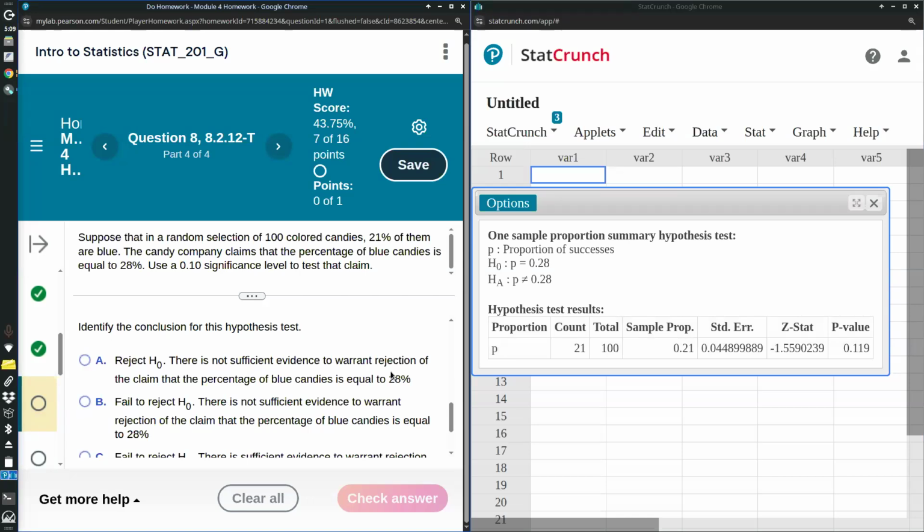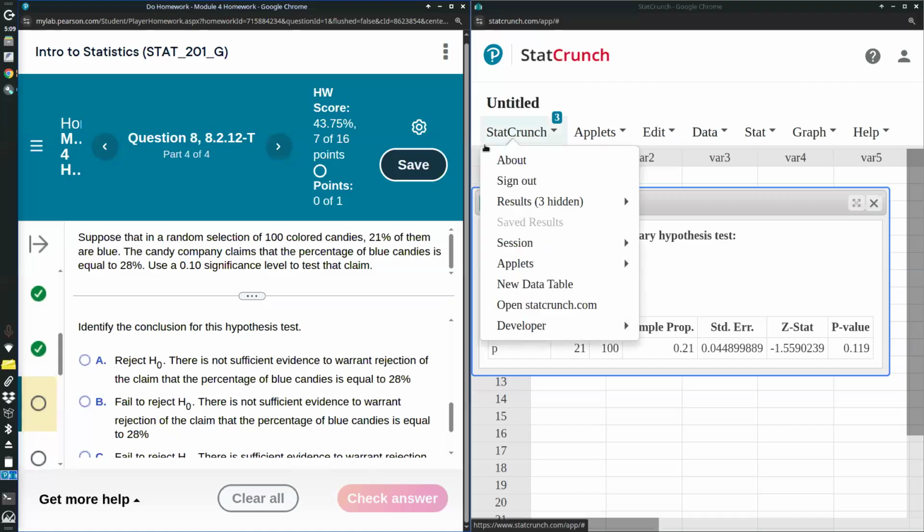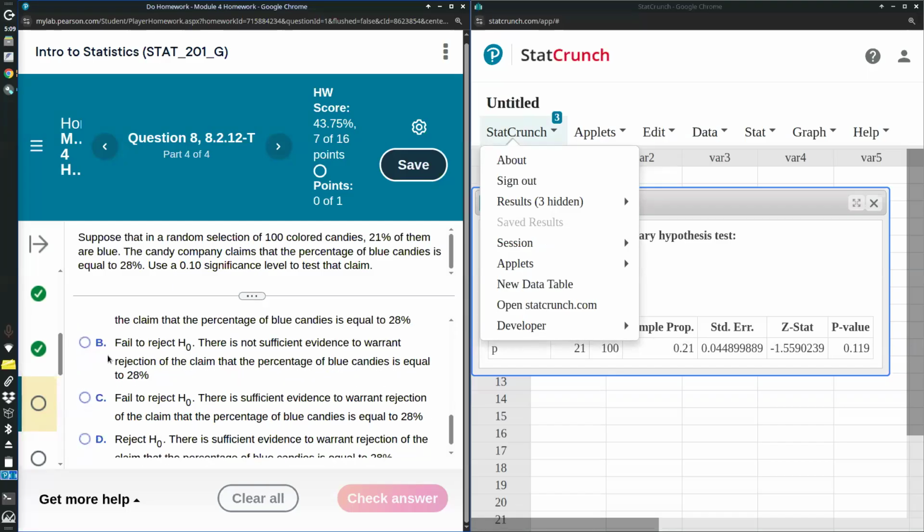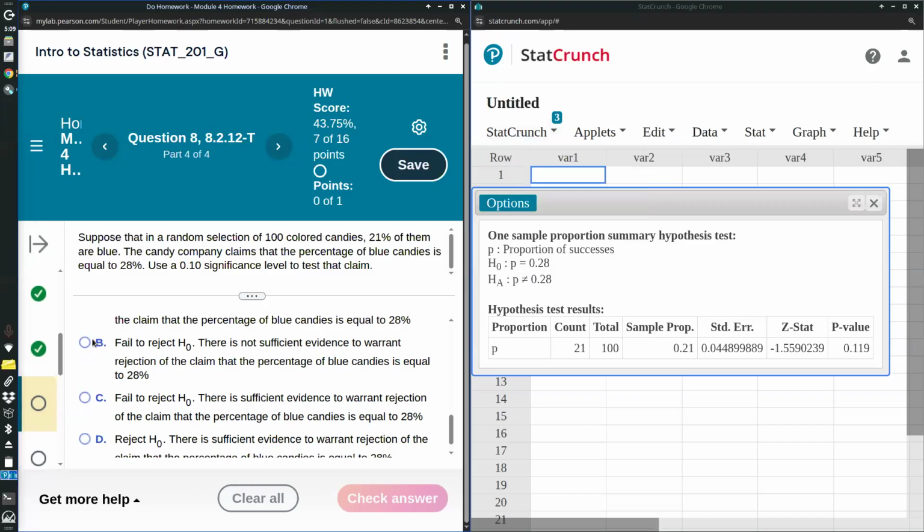And then the null and alternative hypothesis, if they don't say anything, we're doing it based on that 5% number. So if it's less than 5%, we reject. If it's bigger than 5%, we fail to reject. So this is bigger than 5%. We're going to fail to reject. If you fail to reject, there's not sufficient evidence. This one says fail to reject not sufficient. This one says fail to reject is sufficient. So we know it's choice B.